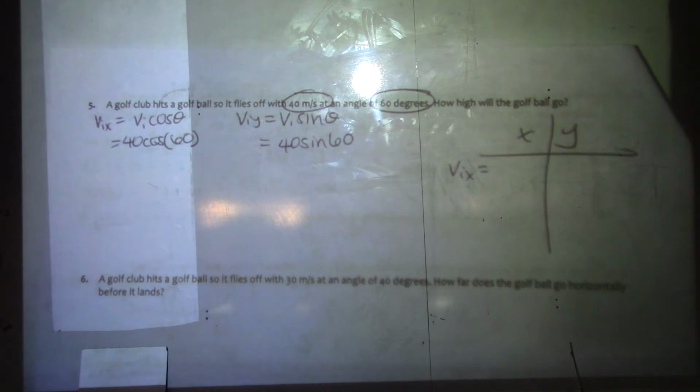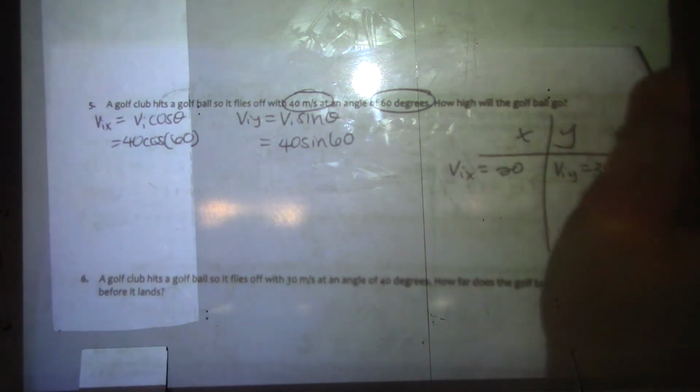A golf club hits a golf ball, so it flies off at 40 meters per second at an angle of 60. So as soon as you see these, we know we're going to use VIX is VI cosine of the angle. VI would be 40, cosine of 60. And then VIY, we need to use VI sine of the angle. That's going to be 40 sine of 60. And once we have those, we can put them in our chart. So I have that VIX is, what do I have?